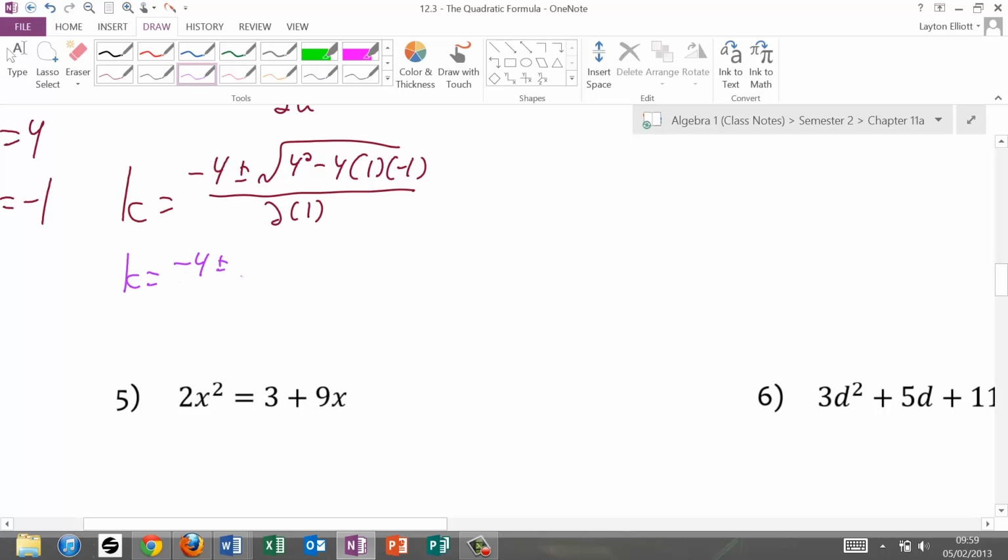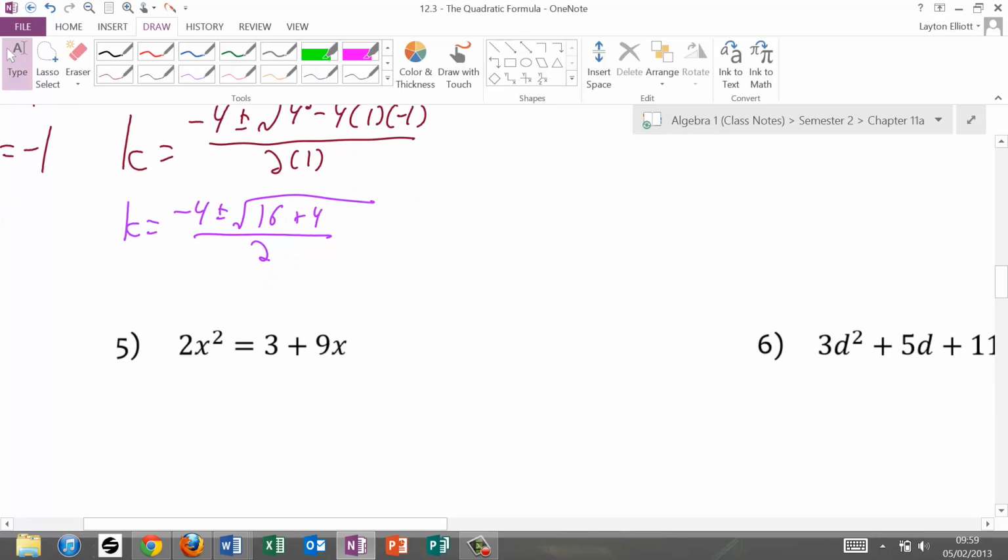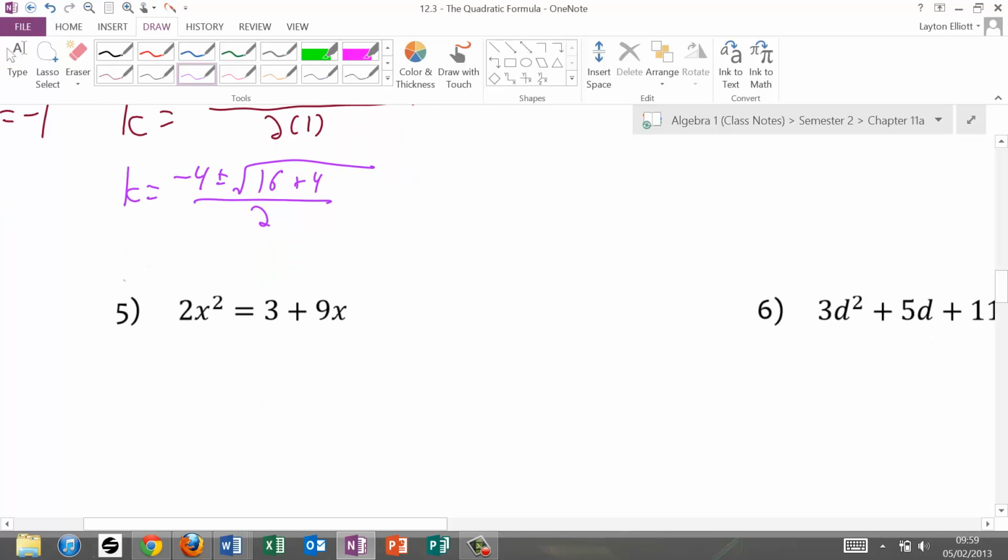Negative 4 plus or minus the square root of 16. Negative 4 times negative 1 is positive 4, all over 2. That simplifies to negative 4 plus or minus radical 20 over 2. And you should recall from before that radical 20 can be simplified itself. Radical 20 is made up of 4 times 5, and the square root of 4 is 2, so then I have negative 4 plus or minus 2 radical 5 over 2.